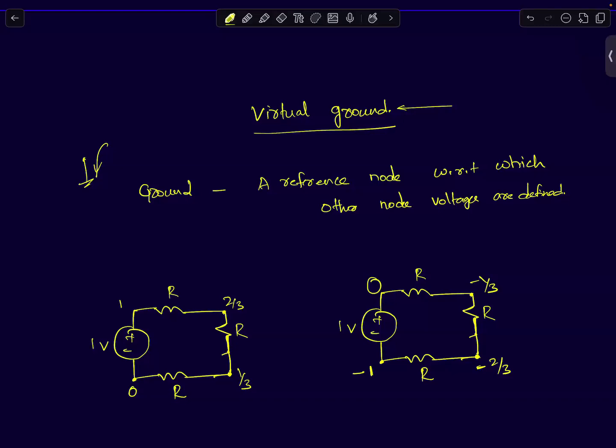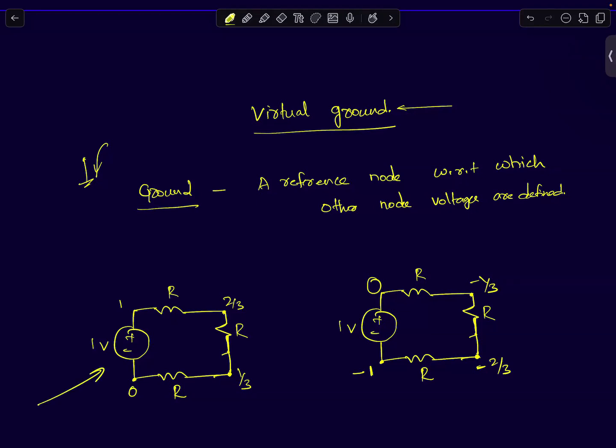But once we start with basic circuit theory courses, you are used to another definition of ground, where ground is used as a reference node in the circuit with respect to which you measure every other node voltage in the circuit, using that as a reference point. So for example, let's take this circuit here.